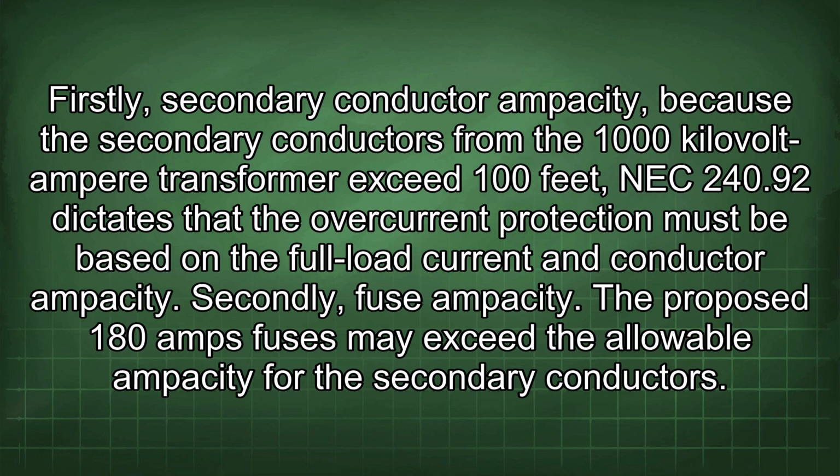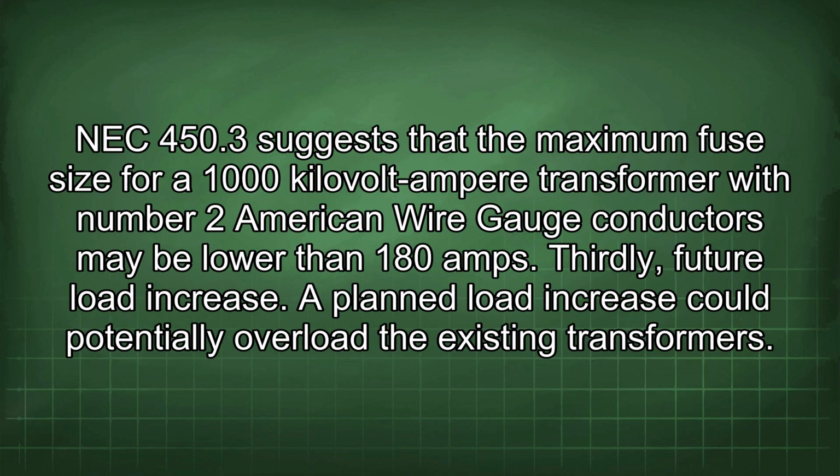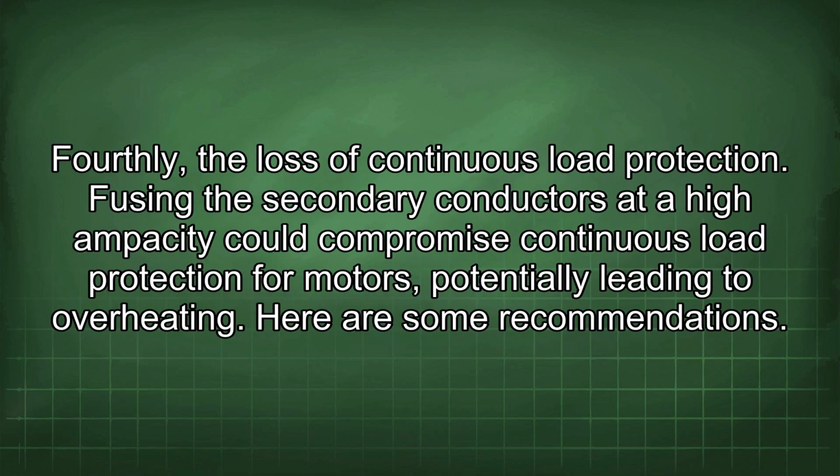Secondly, fuse ampacity. The proposed 180 amp fuses may exceed the allowable ampacity for the secondary conductors. NEC 450.3 suggests that the maximum fuse size for a 1000 kVA transformer with number 2 American wire gauge conductors may be lower than 180 amps. Thirdly, future load increase. A planned load increase could potentially overload the existing transformers. Fourthly, the loss of continuous load protection. Fusing the secondary conductors at a high ampacity could compromise continuous load protection for motors, potentially leading to overheating.